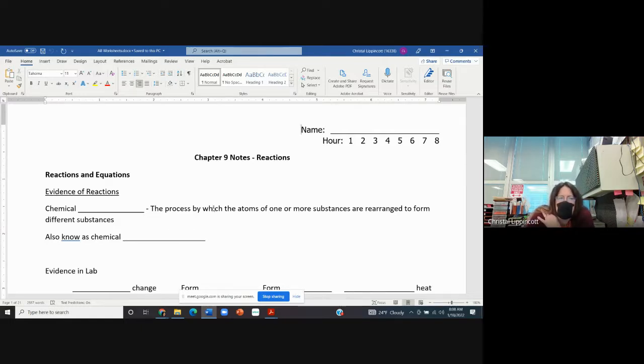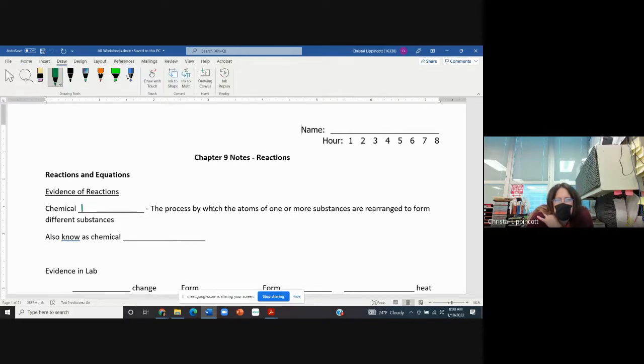All right, so chemical reactions. The process by which the atoms of one or more substances are rearranged to form different substances. It's also known as chemical changes.